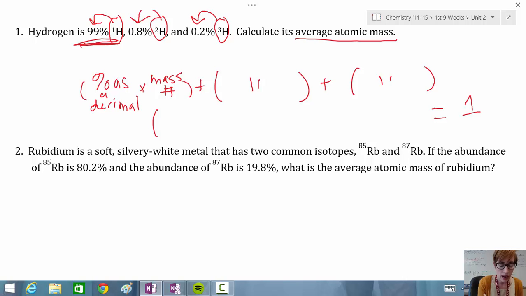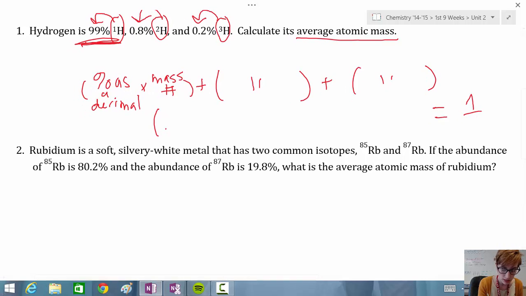Hydrogen 1 is 99%, so I'm going to write it as a decimal. Instead of writing 99, I'm writing 0.99. The way you do that is you take the decimal and move it over twice, and you get your percentage as a decimal. And I'm going to multiply it by the mass number. This is hydrogen 1, so I multiply it by 1.